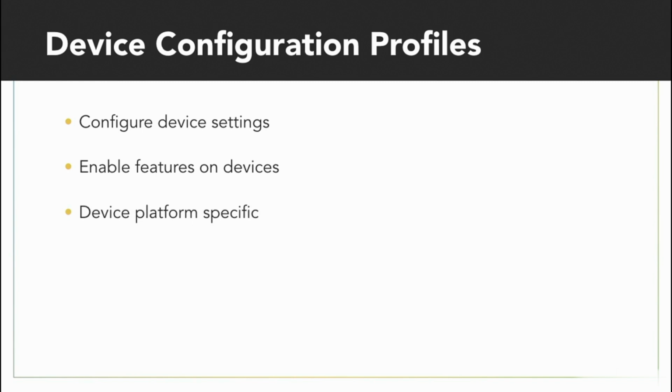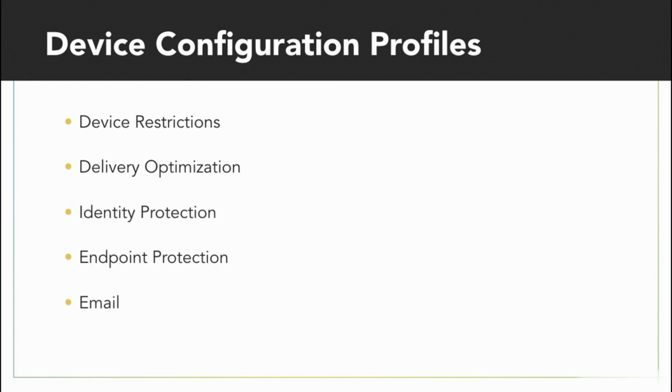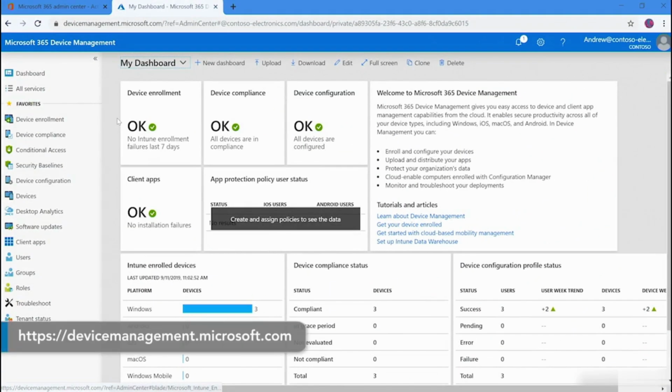Some examples of profiles available within Intune include device restrictions, delivery optimization, identity protection, and email profiles. Some platforms have similar profiles, but often a setting will not be available across all platforms. Let's take a look at the functionality offered by the different device configuration profiles available.